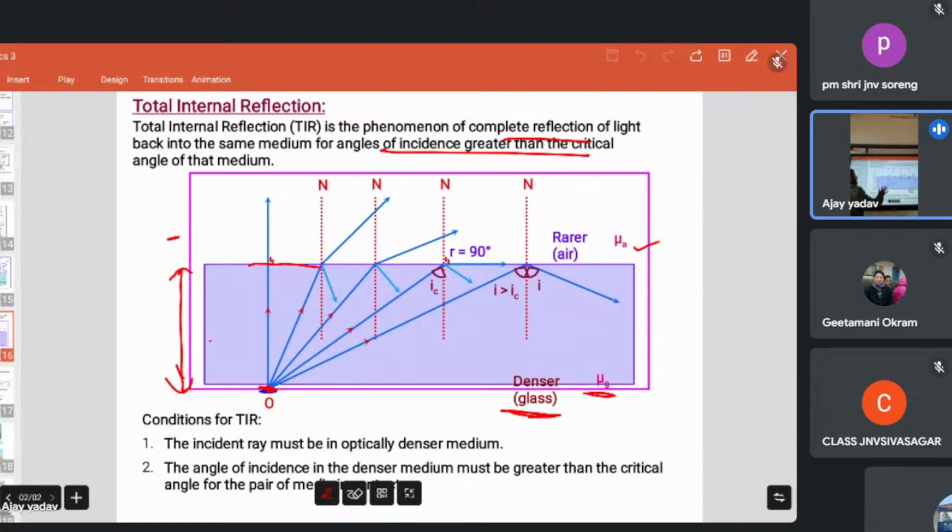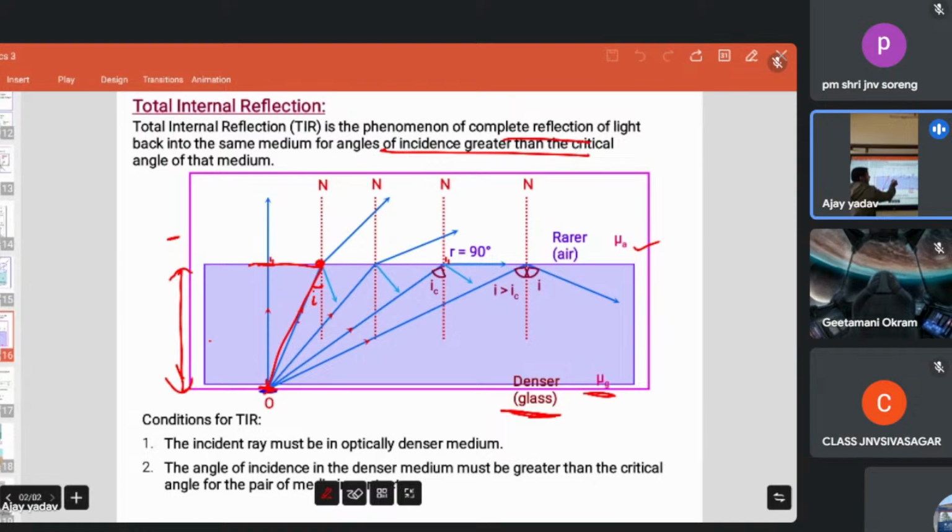If light is incident normally on the interface, then it will pass straight, without deviation, without any refraction. Now, if light is incident on the surface at this point, then it will go from denser to rarer, so it will bend away from the normal. This is the angle of incidence. Now if we increase the angle of incidence again, refraction occurs again. We increase the angle of incidence again, until this value, IC, the critical angle.